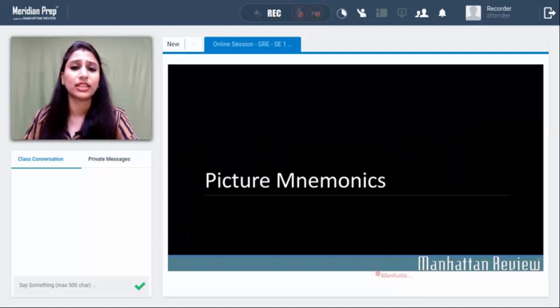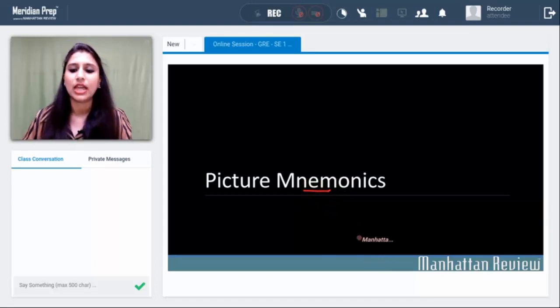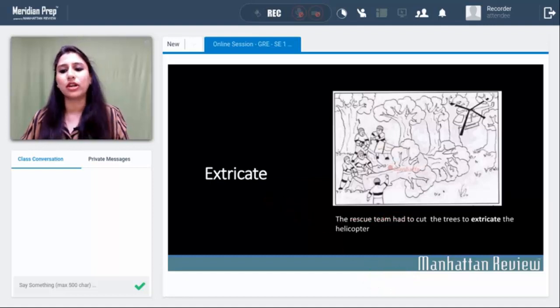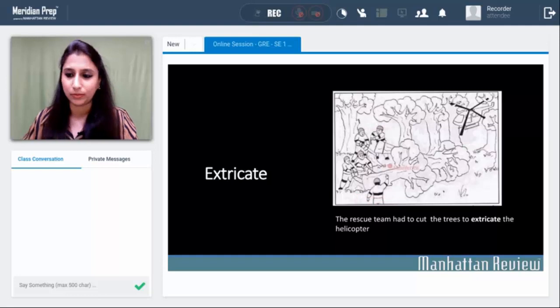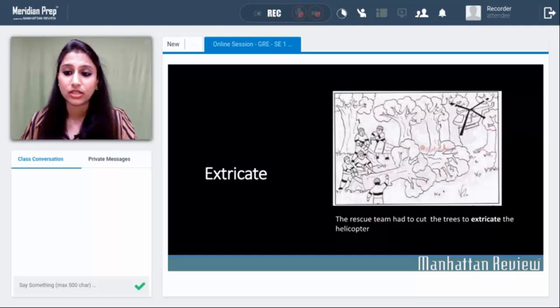Right? Now let's look at the other most interesting method, that is, picture mnemonics. Mnemonic is a memory technique. It's just a funny method to remember the meanings of the words. All right? Now I will be showing you a few slides with some pictures and the word, right? Try to understand what is actually there in the slide. Try to look at the picture, right? Now you can see there are so many trees. People are chopping down the trees and you see a helicopter got stuck in between, right?